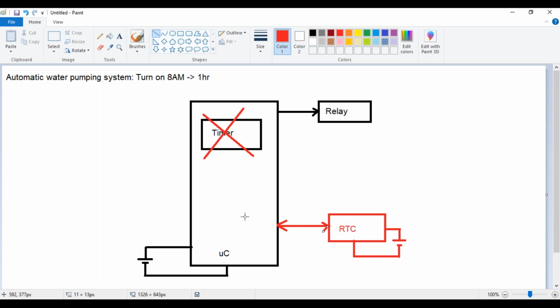So my RTC responds to the microcontroller saying, you asked me to wake you up at 8 a.m. So I have woken you up at 8 a.m. Now it is your task to go ahead and perform the other operations. So the microcontroller will wake up, turn on the relay, instruct the relay to turn on the pump, and after a duration of 1 hour, again the RTC instructs the microcontroller, 1 hour of duration is done, and the microcontroller instructs the relay to turn off the pump.